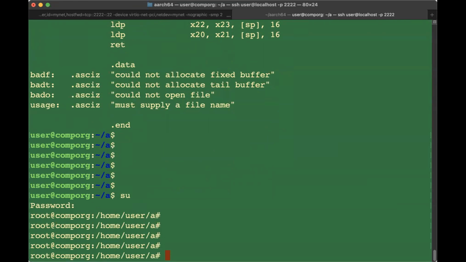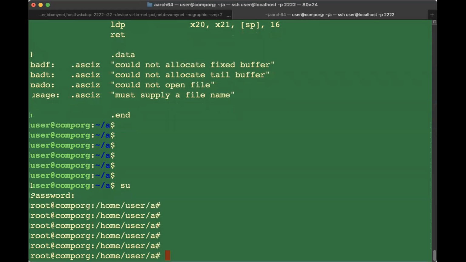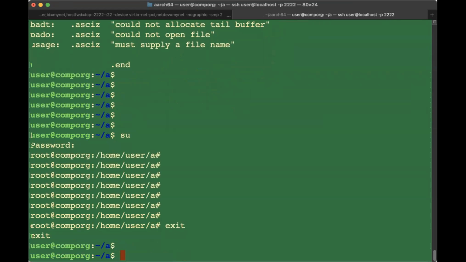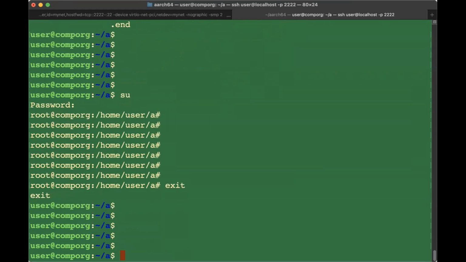So su stands for substitute user. And sudo is really "su do", but nobody pronounces it that way. So it's substitute a user and do something. I didn't actually know that. Okay, but back to the permission bits.